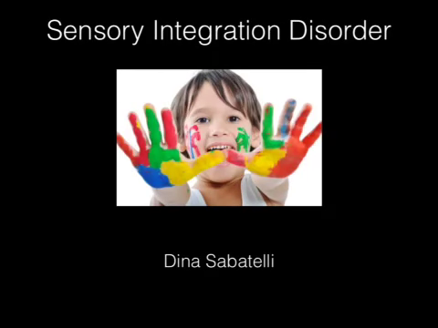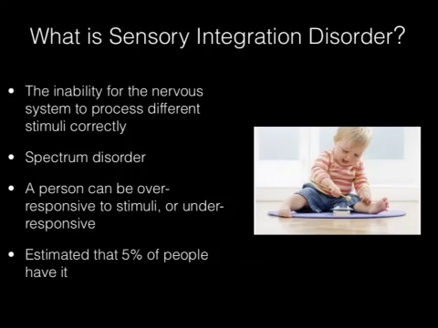What is sensory integration disorder, also referred to as SID? So basically, SID is the inability for the nervous system to process different stimuli correctly, and it's a spectrum disorder. That means that a person can be extremely oversensitive to all stimuli, or they can be undersensitive and not be able to experience things as acutely as other people. SID can affect all of the senses, touch, sound, taste, etc., or it can just affect one, like smell.